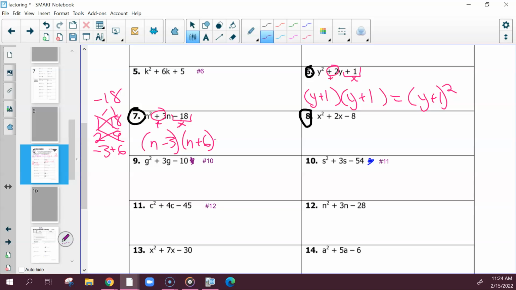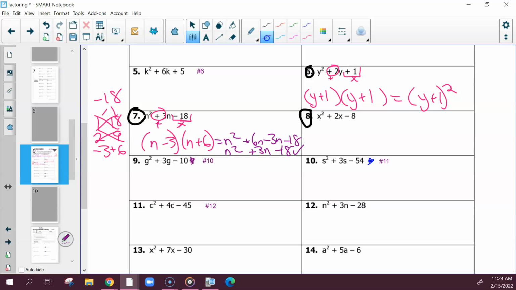So n times n would give us n squared. N times 6 would give us 6n. Negative 3 times n would give us negative 3n. And negative 3 times 6 would give us negative 18. So n squared plus 3n minus 18. So that works.